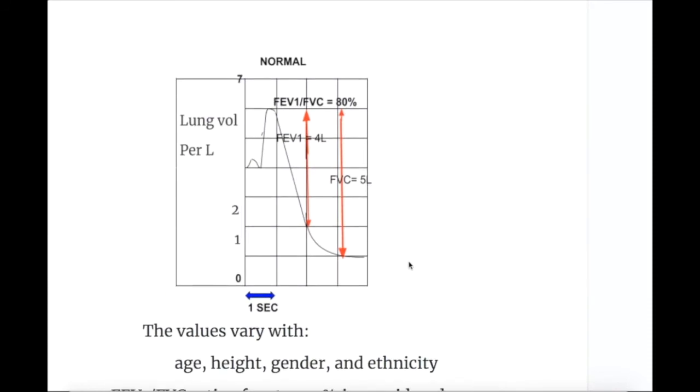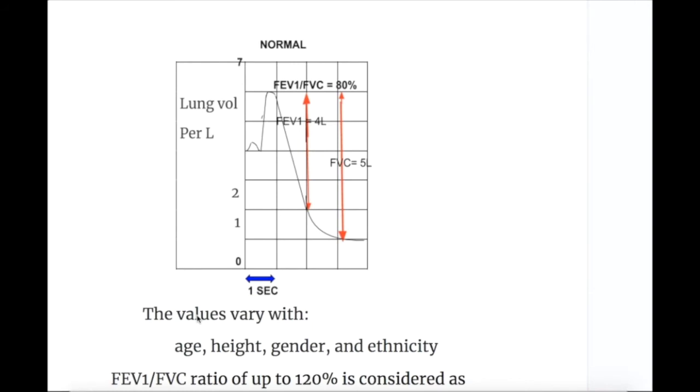So here is the normal value of the FEV1 and FVC ratio. Every square is 1 second, so FEV1 in 1 second is 4 liters, and the total amount of forced vital capacity, the total amount of air expired, is 5 liters. So 4 upon 5 times 100 is 80%. These values vary with age, height, gender, and ethnicity.